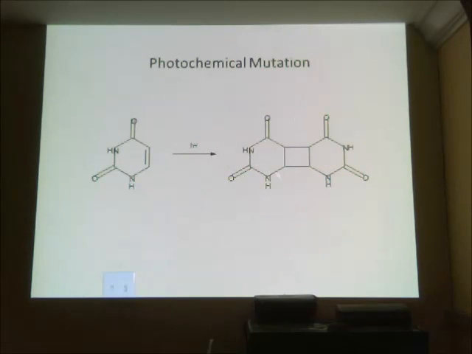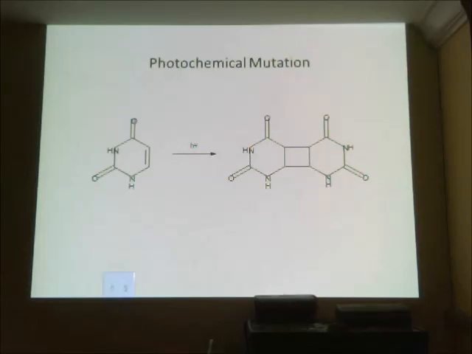So if this doesn't get repaired, and it can be repaired, but when it's not repaired, it's either going to stop copying, or if it continues to copy, there's a very good chance that it's going to add the wrong base. It's not going to know what to do with this, and it's just going to maybe insert some random base. So exposure to the sun could actually cause this to happen. That's another mechanism of chemical mutation.